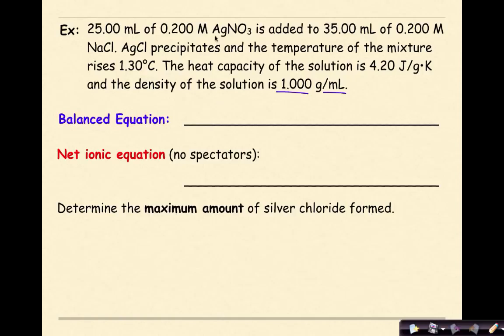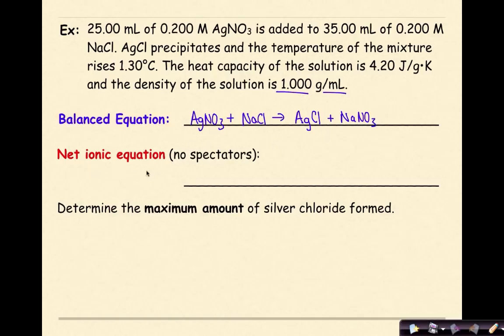Our first reactant is AgNO3, so I'm going to list that first. AgNO3. And we say that that is added to NaCl. NaCl, we're going to do a double replacement reaction here, and this reaction is driven forward by the formation of our solid AgCl plus NaNO3, which we know is very, very soluble.